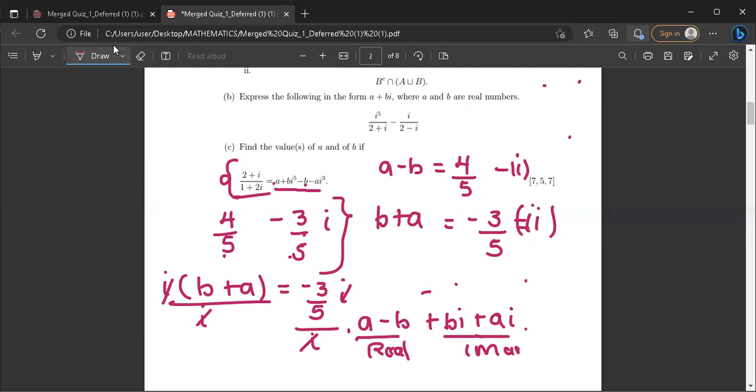Now you solve equation 1 and equation 2 simultaneously. By simultaneously, you can use the elimination method or the substitution method, whichever method you are fine with. Then you can find your a and your b. You can just make, for example, a the subject of the formula. You can say a is equal to 4 over 5, then take this b to the other side, plus b. Then you get this equation and replace it in here. Then you can find your a, just the way you used to do it in grade 8. And that is the way that you find it.